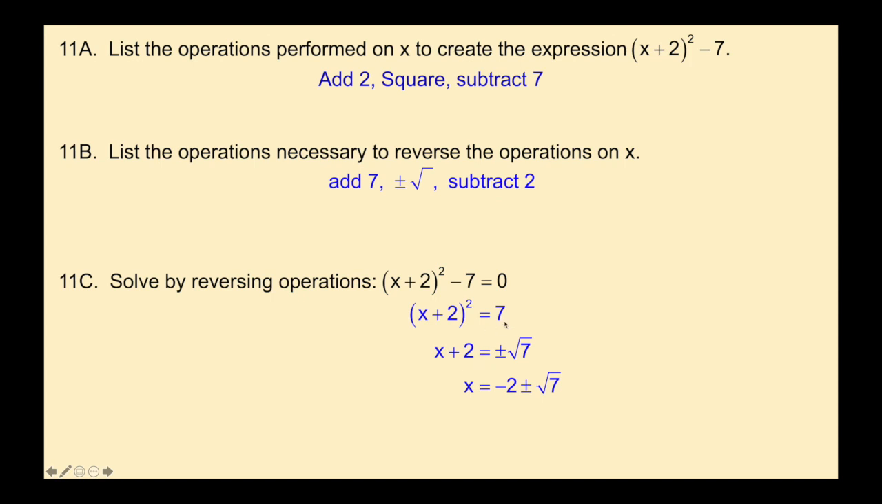The square root of 7, again, does not break down, so we leave it as root 7, but we have to put plus and minus there. The final part is getting x by itself. We do so by subtracting 2 over, and then this would be the final answer.